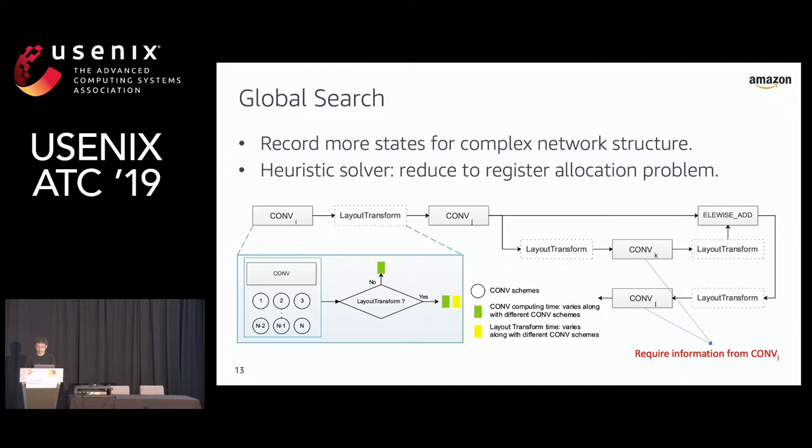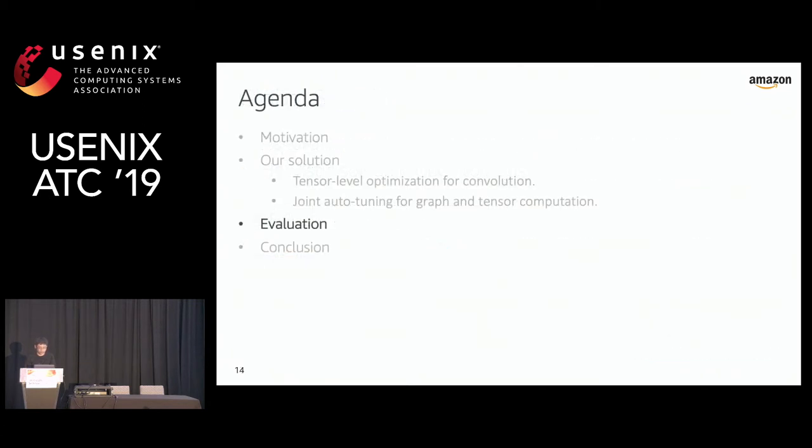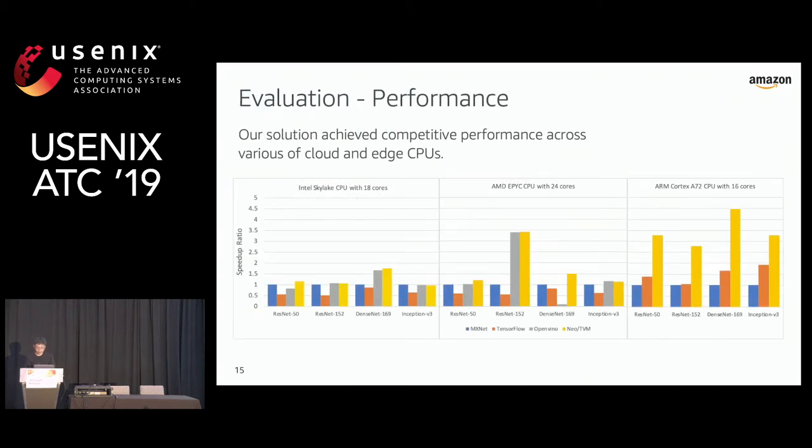So for detection models like SSD, we use a heuristic algorithm to search approximately. Here is the evaluation. I picked some of the results presented in the paper to show. The speedup ratio is normalized, so the higher the better. We tested on Intel, ARM, and AMD CPUs. Our solution can consistently achieve the best performance for various CNN models.